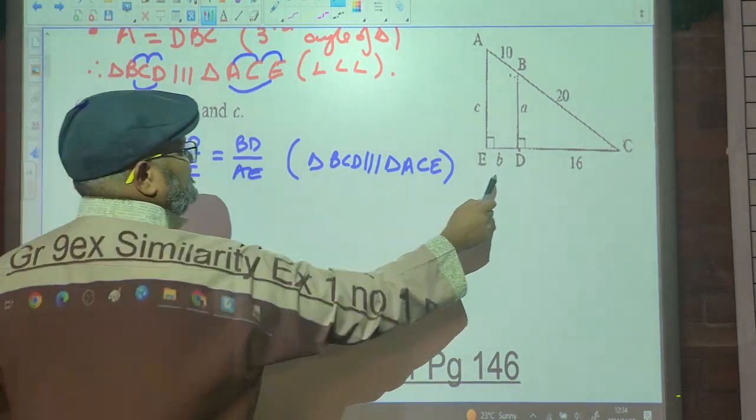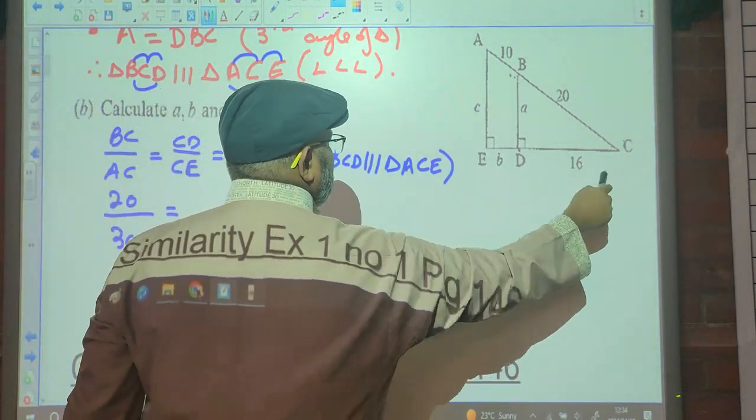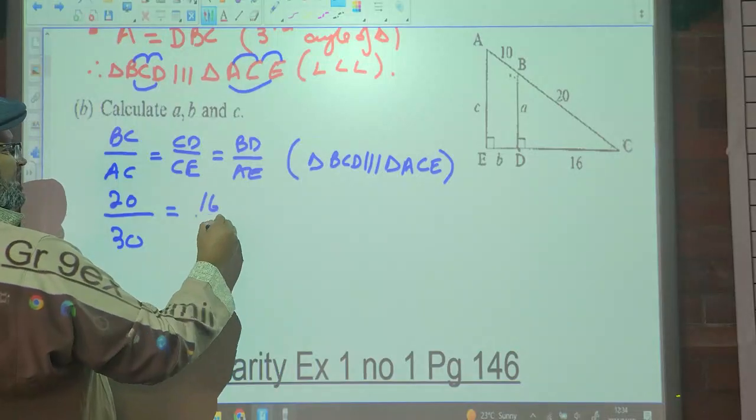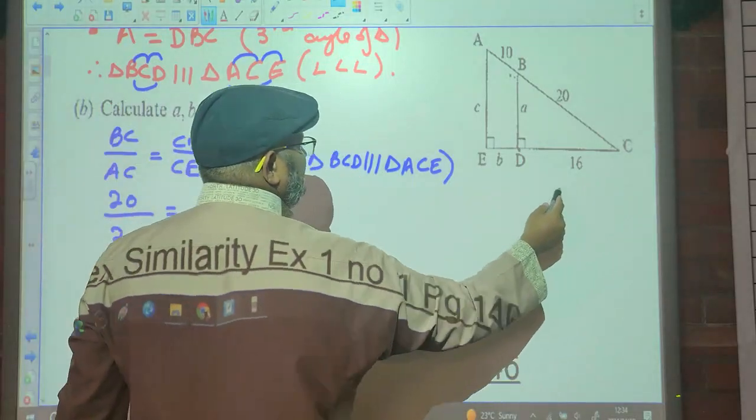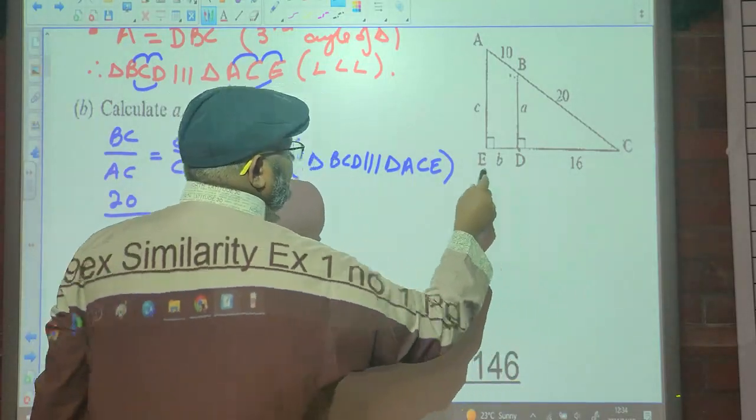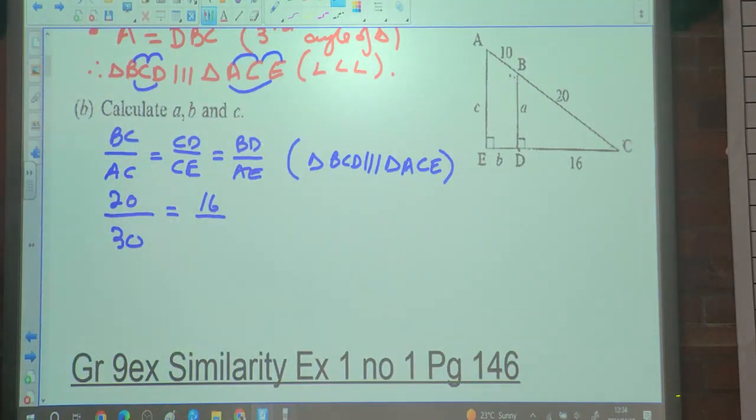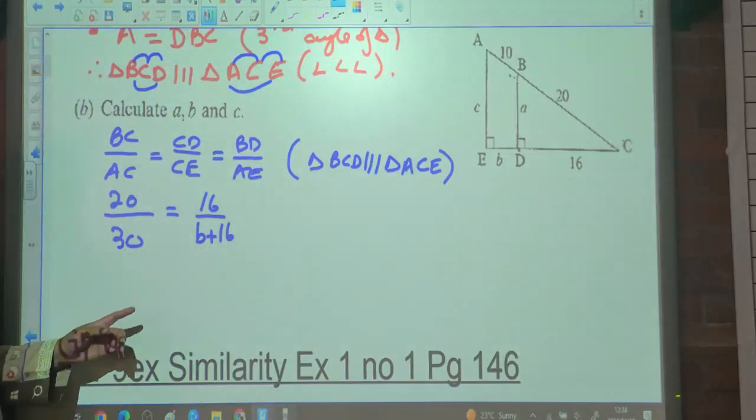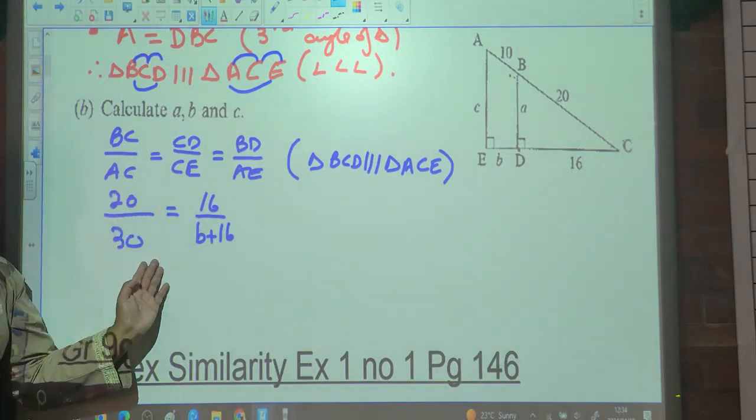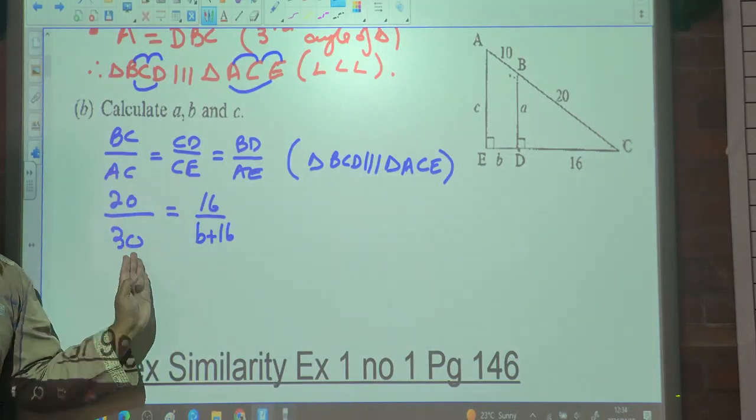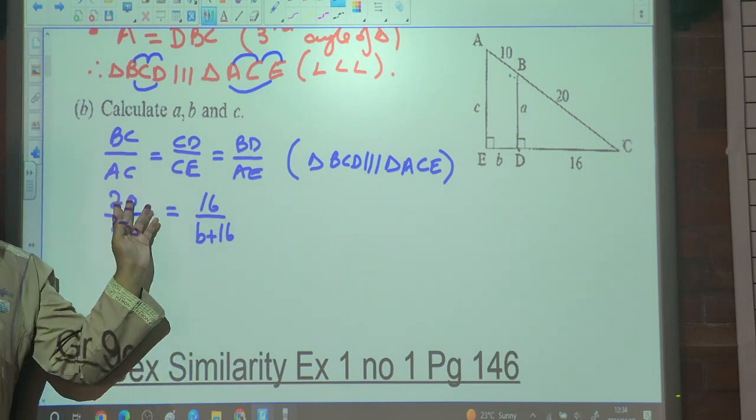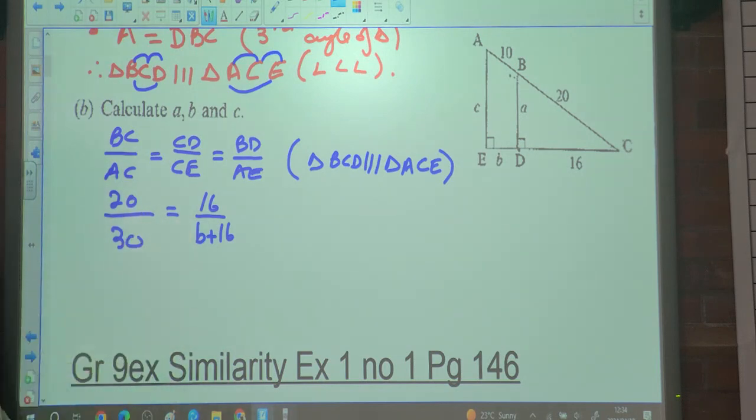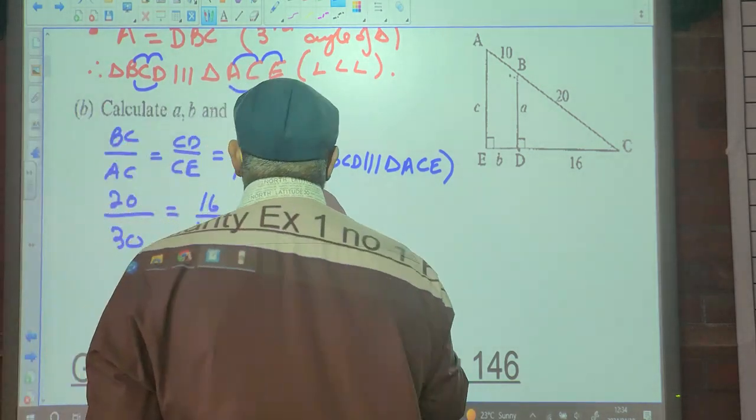CD, the length of CD, 16, over the length of CE, 16 plus B, or B plus 16. So you all agree that in this case already I can calculate. What can I calculate here? B, by cross multiply. Okay, let's just first conclude.